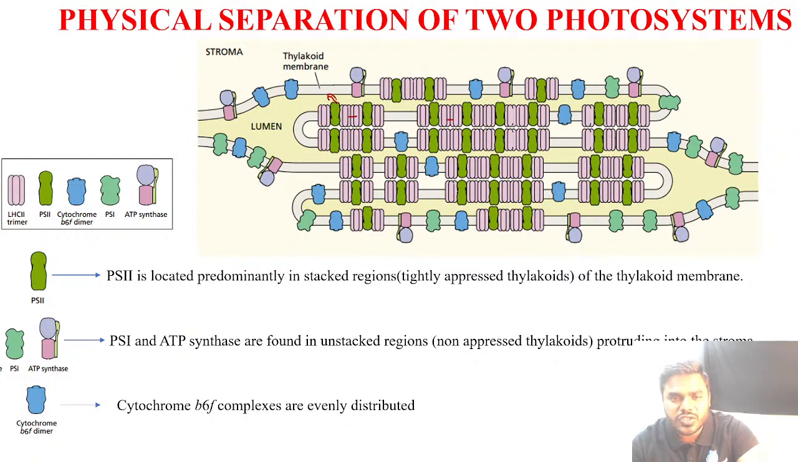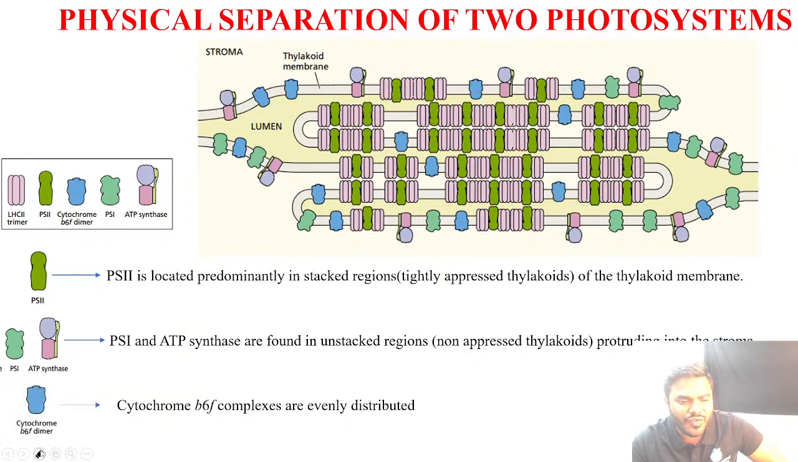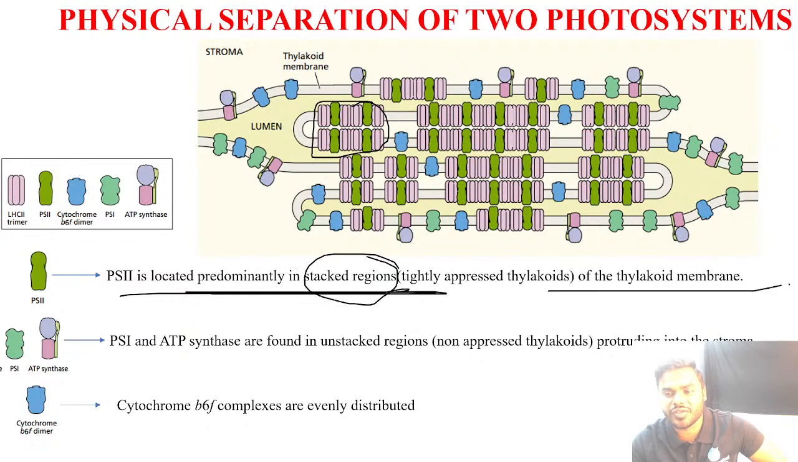If you look into photosystem 2, where is photosystem 2 located? Photosystem 2 is located in the tightly appressed thylakoids. Here, what are these LHCs? Basically, they are thylakoids only, right? Wherever the photosystem is present, they are present where the thylakoids are very tightly attached. There PS2 is located. You can see, my friends, very clearly. Wherever PS2 is present, it is embedded in the thylakoid membrane very tightly. That's why we can say PS2 is located predominantly in the stacked regions of the thylakoid membrane.